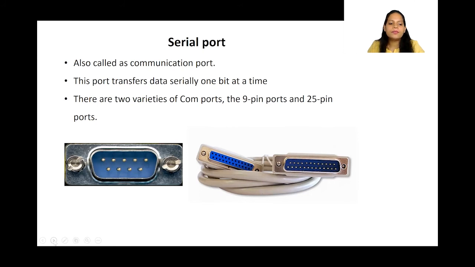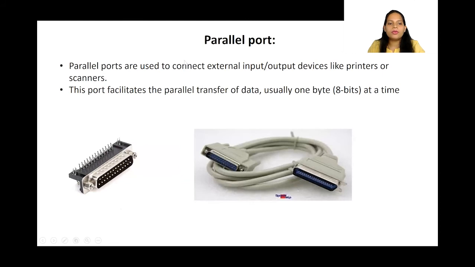Next one is parallel port. What do you think will happen? In serial port, data is transferred bit by bit, but in the parallel port, data is transferred in parallel. Parallel ports are used to connect external input-output devices like scanners. This port facilitates the parallel transfer of data, usually 1 byte at a time. So 1 byte as in 8 bits. So you can transfer 8 bits in one shot, whereas in serial you can transfer only 1 bit. Okay, so it looks something like this.